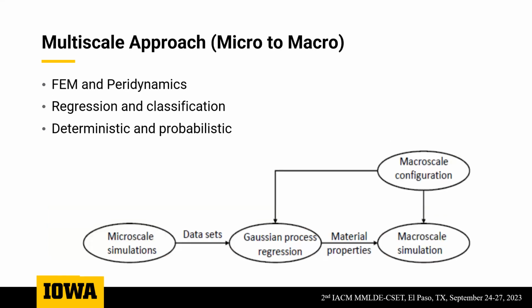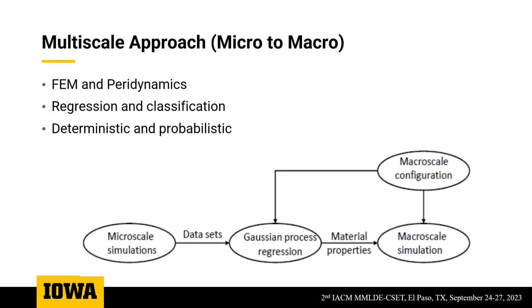The multi-scale approach we used in this study is from microscale to macroscale. We use finite element and peridynamics as the simulation tools. We first do the microscale simulations to collect the data. Once we have the data set, we use machine learning models to do regression and classification. For the regression, we predict the material properties. For the classification, we can classify whether the material fails or not, given the deformation.